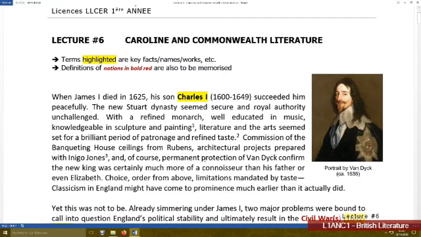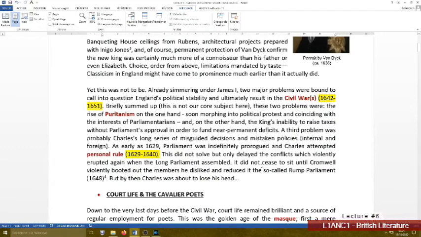Here on the right, you've got one of the many portraits of Charles I, and very often his family as well, painted, of course, by Van Dyck, the most representative painter of this period. Yet this was not to be.